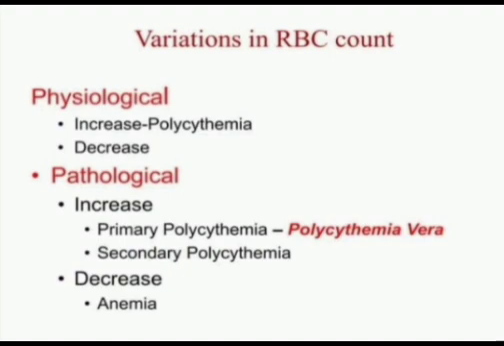So in males, normal red blood cell count is 5.4 to 5.5 millions per cubic millimeter of blood. In females, it is what? 4.8 to 5.0 millions per cubic millimeters of blood. Now, the red blood cell count can increase under physiological and pathological variations. It can increase in cases of polycythemia.